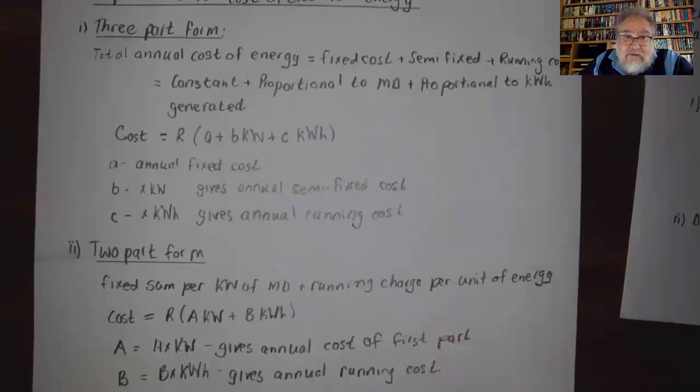Now, if you look at the two-part form, that's a fixed sum per kilowatt of maximum demand plus a running charge per unit of energy. The cost in rands is equal to A kW plus B kWh. A times kilowatt gives the annual cost of the first part, and B times the kilowatt hour gives the annual running cost.